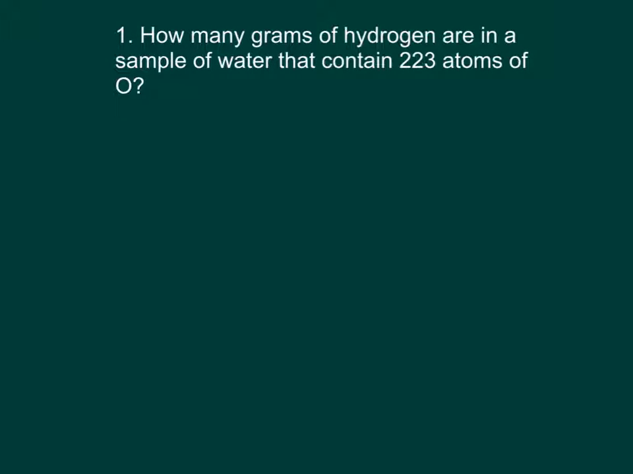Today we will be going over mole calculations, and our first question is how many grams of hydrogen are in a sample of water that contains 223 atoms of O, which is oxygen.